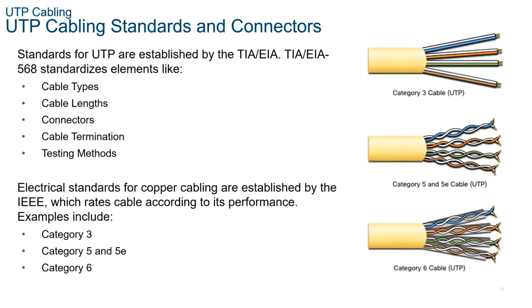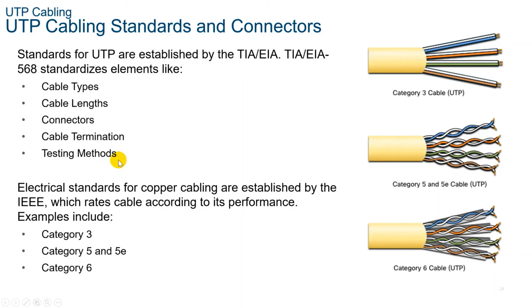All right, so next, UTP cabling conforms to the standards established jointly by the TIA/EIA. Specifically, TIA/EIA 568 stipulates the commercial cabling standards for LAN installations and is the standard most commonly used in LAN cabling environments. Some of the elements defined are as follows: cable types, cable lengths, connectors, cable termination, and methods of testing cables.